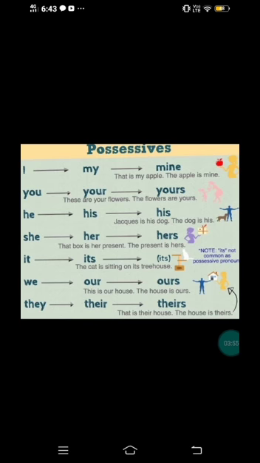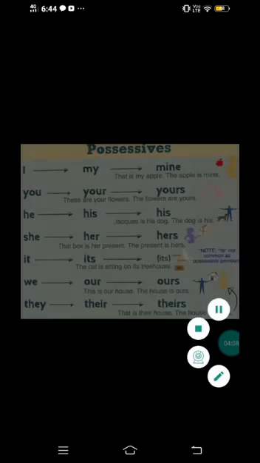Is the sentence complete? The cat is sitting on tree house. Here there is no possessiveness. By adding its, the sentence is complete. The cat is sitting on its tree house.